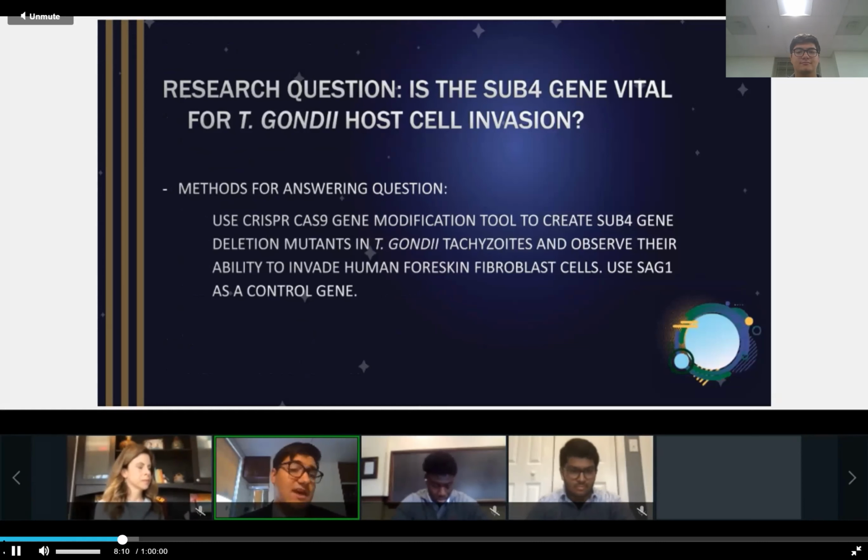And then I'm also using SAG1, which is surface antigen 1 gene, as a control gene, because knockout experiments have been done many times with SAG1, and so it will be able to show us if we're doing everything right.